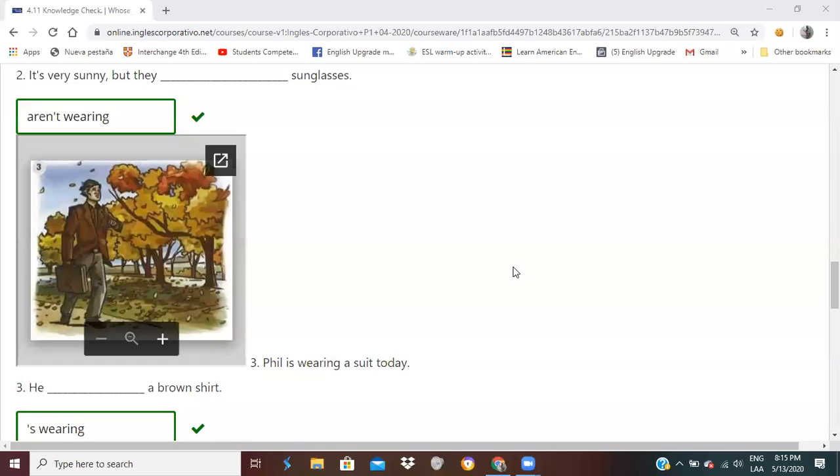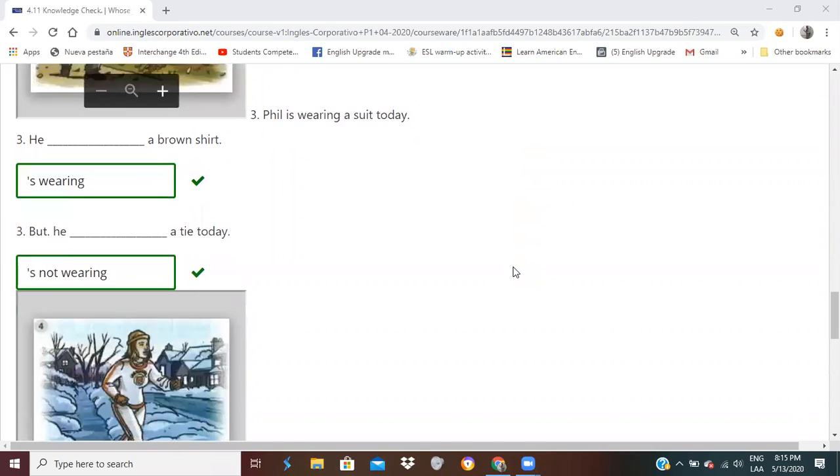Let's look at the next one. Phil is wearing a suit. Repeat. Phil is wearing a suit today. He's wearing a brown shirt.